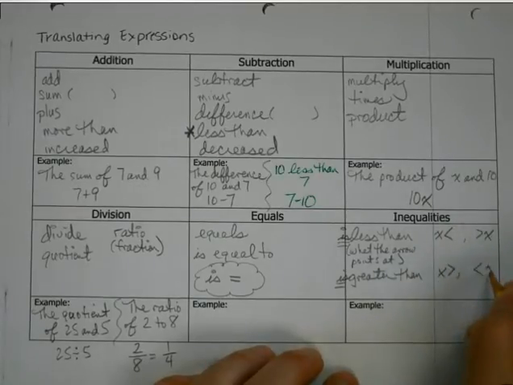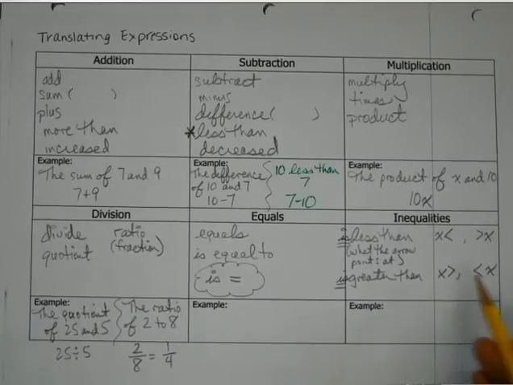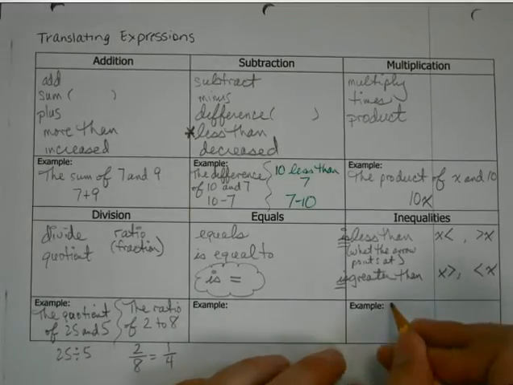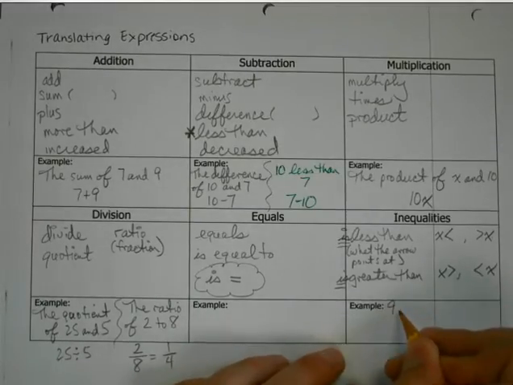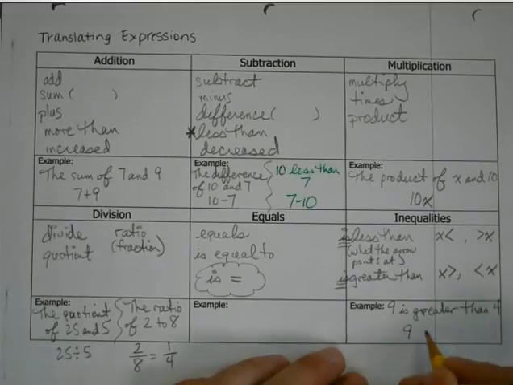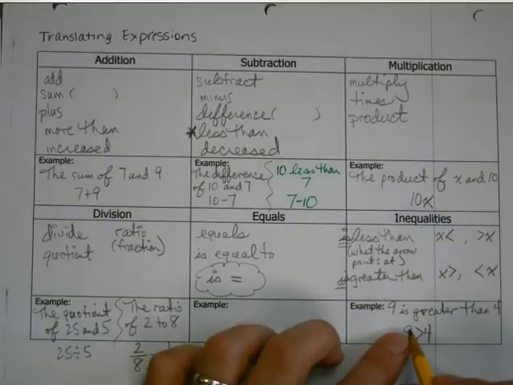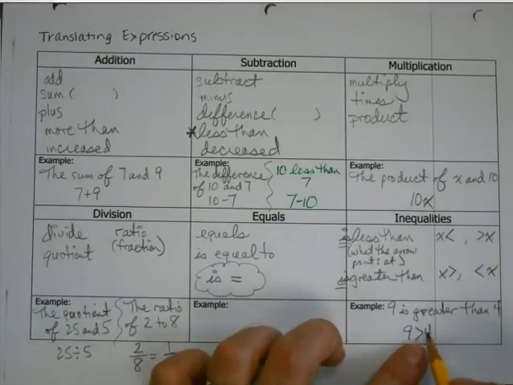And you'll notice on these, okay, the arrow is now eating the value that's greater than. So for instance, but again, the word is going to be there. So maybe we have like 9 is greater than 4. 9 is greater than 4. This value is bigger than this one.